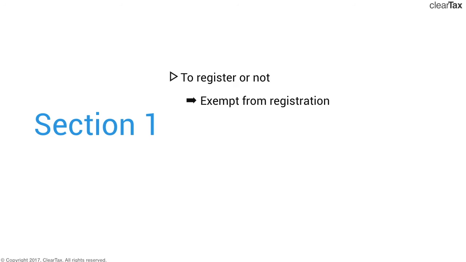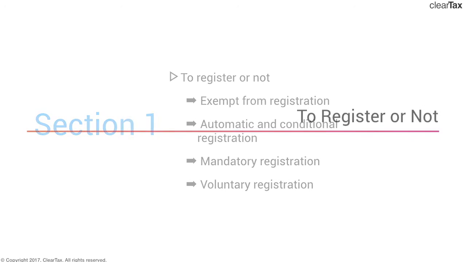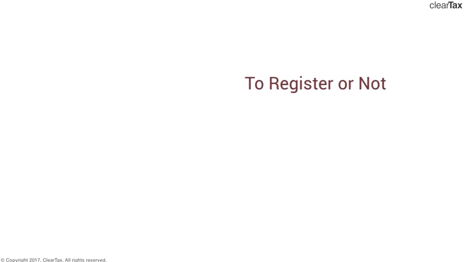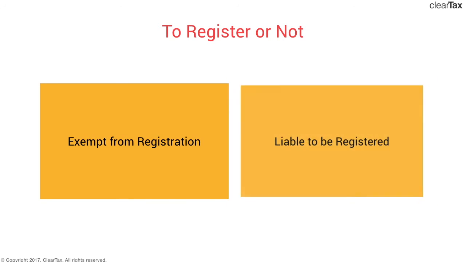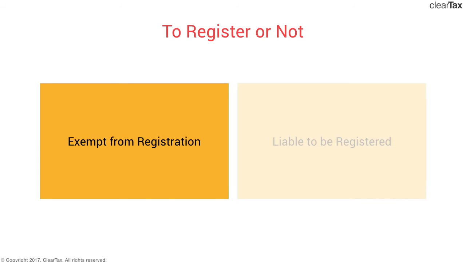Let's begin with the first section where we'll check out who is supposed to be registered and who is not. There are certain parties who are exempt from registration. There are certain which fall under the category of automatic registration, conditional registration, mandatory registration, and those who do not fall under any of these can take voluntary registration. We'll check out each of these. So, broadly, there are two subdivisions under registration: exempt from registration and liable to register. Let's start with who is exempt from registration.